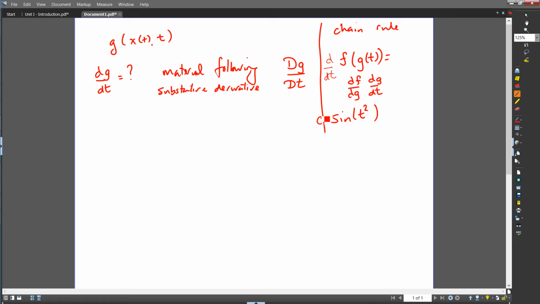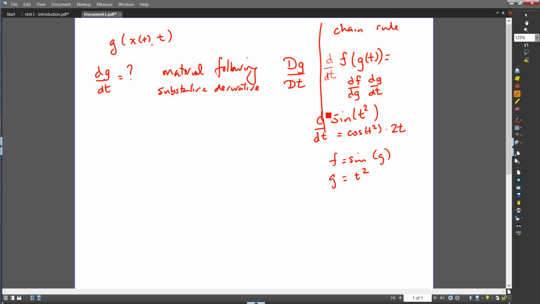So in the case of my sine, f is sine of t squared. We're going to say f is sine of g, and g is t squared, so this derivative here is going to be cosine of t squared, right? That's what I get when I differentiate sine with respect to its argument. And then if I differentiate t squared with respect to t, I get 2t, right? And that's what we've written up here.